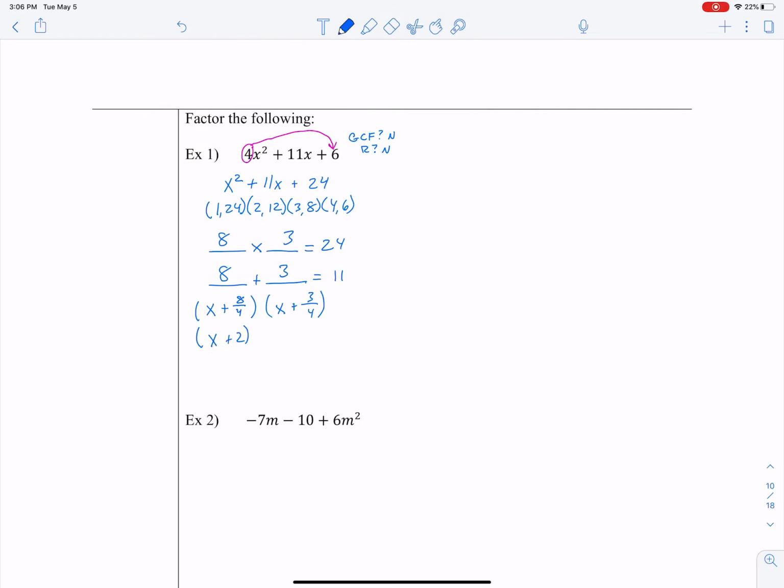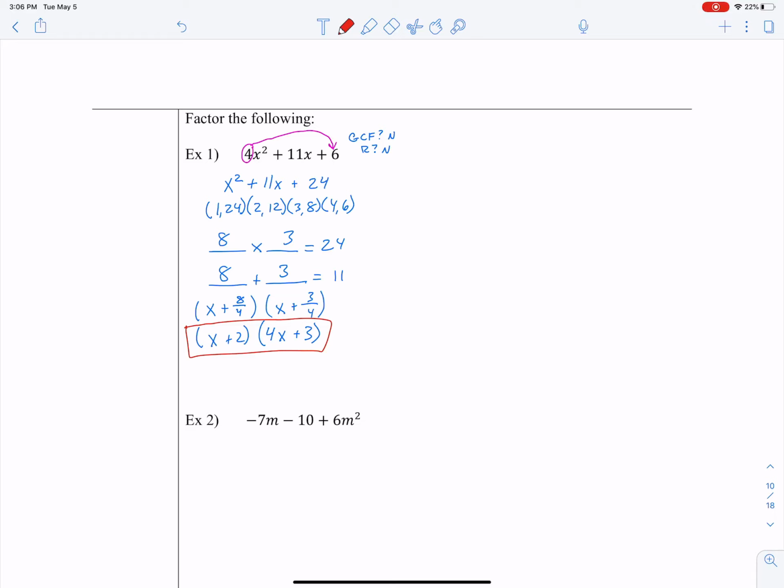x plus 2. Can we simplify this 3 over 4? No, we can't. We can't simplify it. So we're going to take our 4 and we're going to move it in front of the x. Okay? So we can't simplify this further, so this 4 needs to move over here. So we get 4x plus 3. And now we don't have a greatest common factor, so that is our final answer for this one.